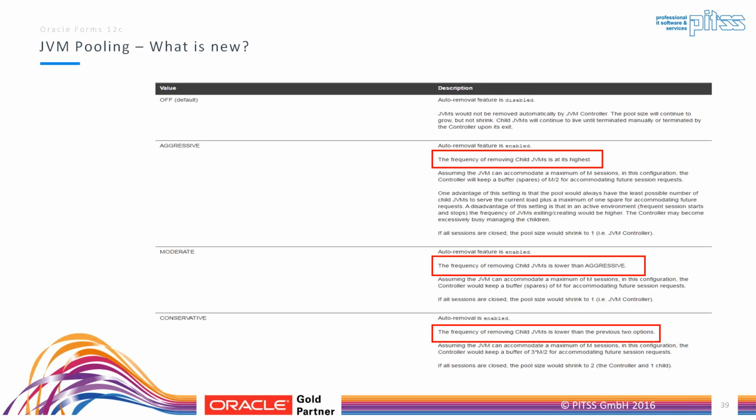Here on this slide, it's pretty much the same as on the Oracle website, but I only included the important lines, and you have here a little bit more detailed information about the different configuration options regarding the Java pooling.